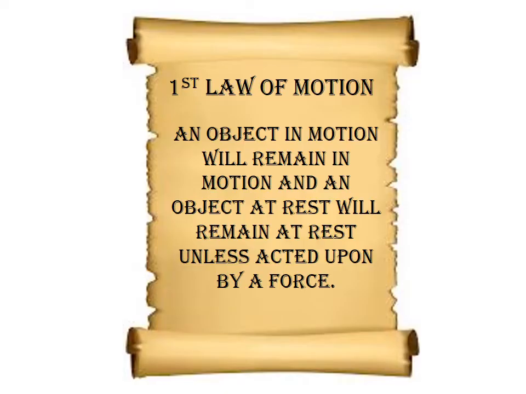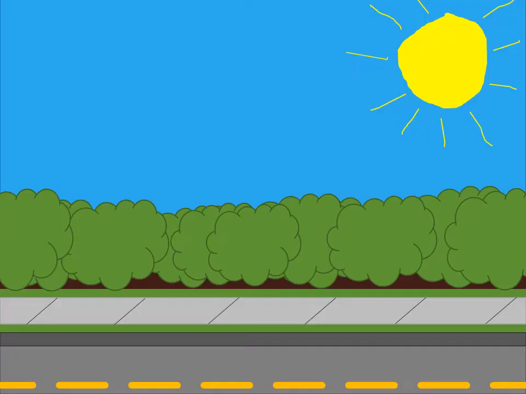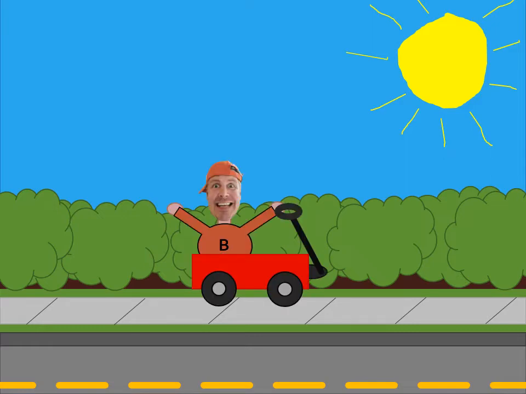The first law of motion: an object in motion will remain in motion, and an object at rest will remain at rest unless acted upon by a force. So let's consider the following scenario. It's a nice, sunshiny day, no traffic. Before you know it, there's going to be some kid probably on the sidewalk saying, "Hey, push me!" But he's not going to go anywhere because there's no one to push him. Because an object at rest will remain at rest unless acted upon by some force.